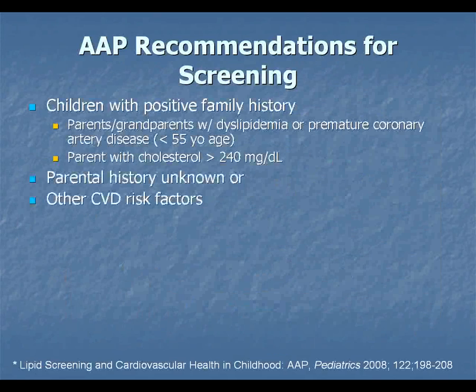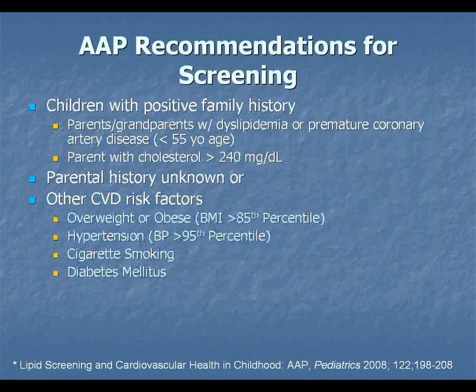If the parental history is unknown, even if just one side of the parental history is unknown or the child is adopted, a screening should be performed. And other cardiovascular risk factors, as we discussed earlier: being overweight or obese, that's BMI greater than the 85th percentile. If we look at that 85th percentile, that encompasses a very large number of patients who need to have their cholesterol screened, because there's a significant number that fall into that category. Hypertension, if their blood pressure falls above the 95th percentile, then it's important to have a cholesterol screening. If they report a history of cigarette use or tobacco use, and a history of diabetes.